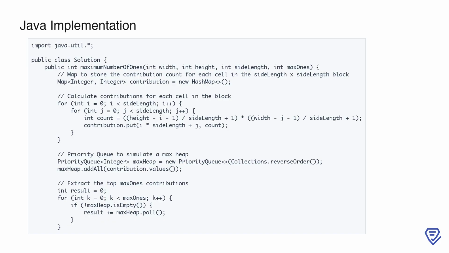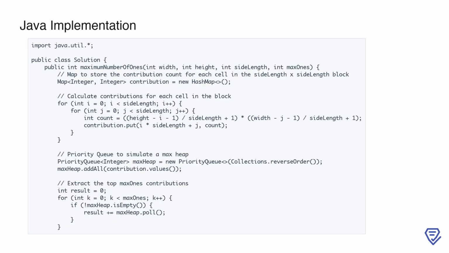The contribution of a cell represents how many times that cell can appear in the grid when the block is tiled repeatedly. We then calculate the contribution for each cell by iterating through the rows and columns of the block using nested loops. For each cell i, j, the contribution is calculated based on how many times it can fit horizontally and vertically in the grid. These contributions are stored in the contribution map, where the key is the cell's linear index, and the value is its contribution count.